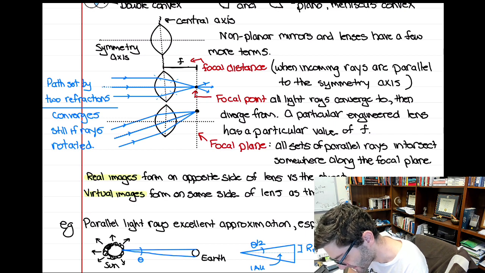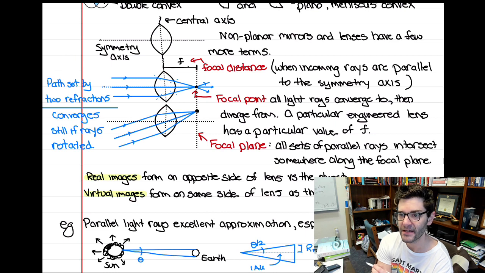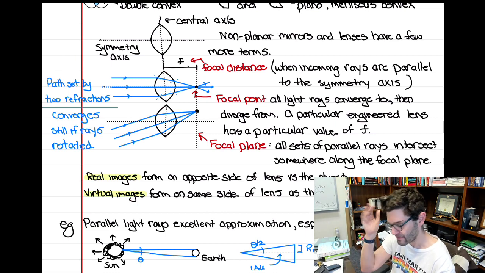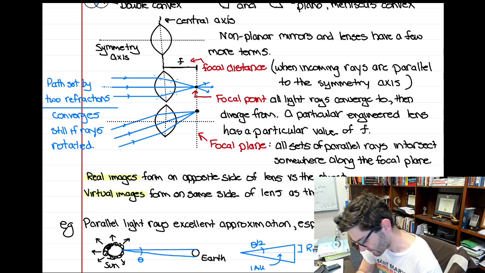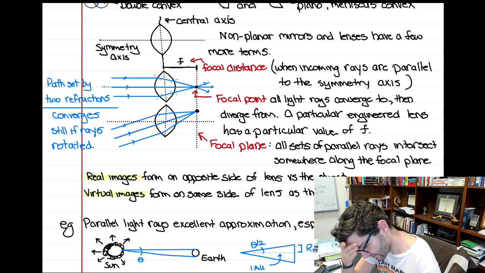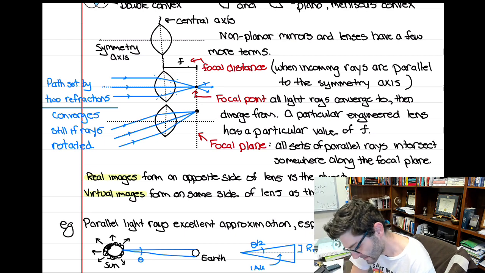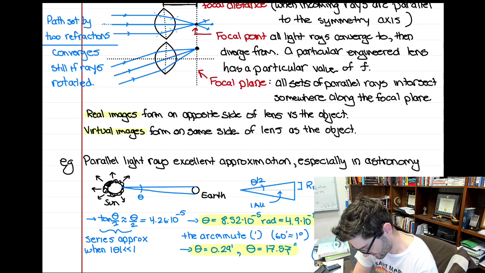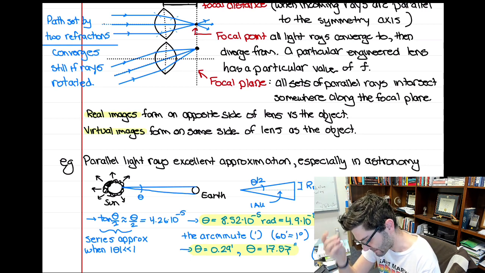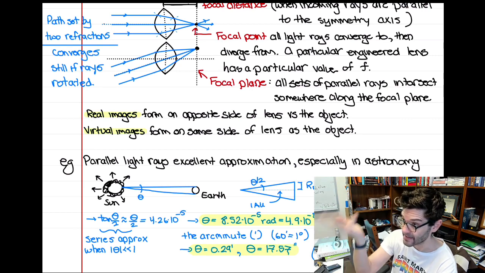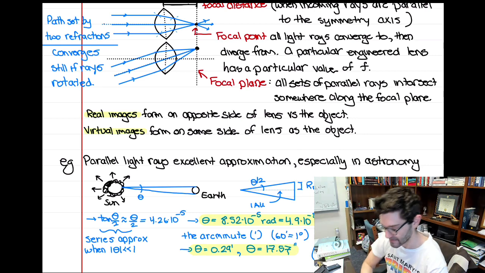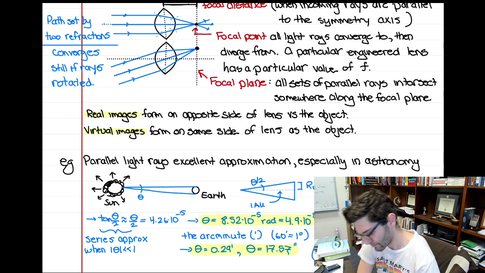So this parallel light ray approximation is very useful. We're going to assume that objects that are sufficiently far away from you have rays of light that come in at parallel directions. The angle would be zero. Parallel light rays is an excellent approximation when things are far away. Let me use an extreme case, especially in astronomy, where when you look at sunlight, I can assume with great accuracy that all the different rays of light are coming in as parallel rays.